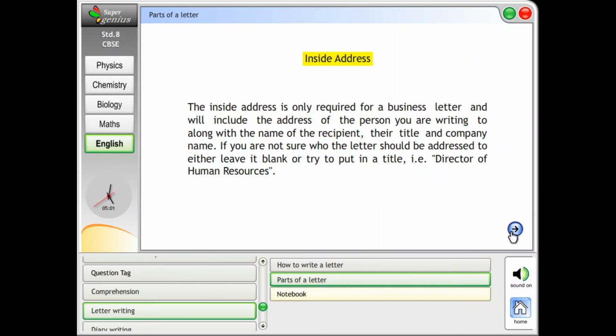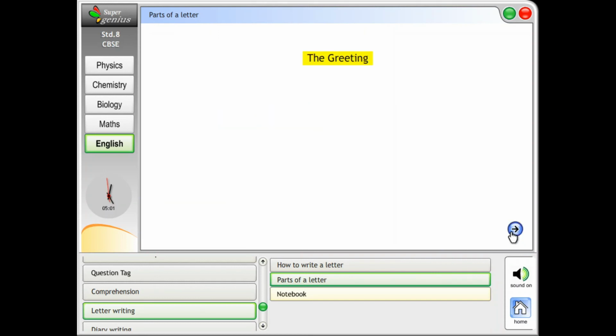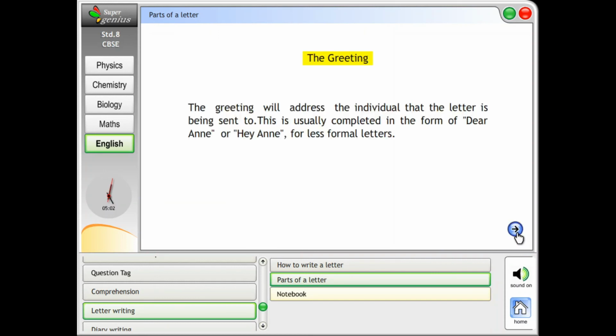The inside address is only required for a business letter and will include the address of the person you are writing to, along with the name of the recipient, their title, and company name. If you are not sure who the letter should be addressed to, either leave it blank or try to put in a title, that is, Director of Human Resources. The greeting. The greeting will address the individual that the letter is being sent to. This is usually completed in the form of Dear Anne or Hey Anne for less formal letters.